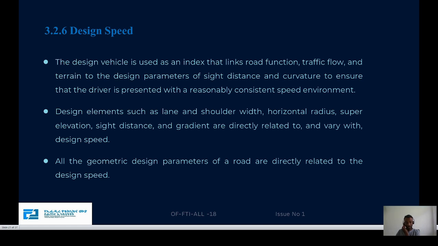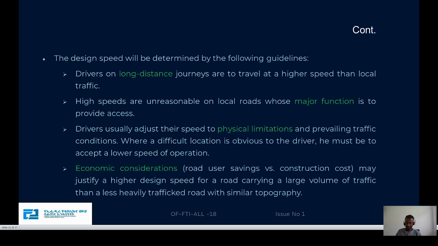The geometric design parameters of the road are directly related to the design speed. Mostly in the Ethiopian manual, the design speed influences the geometric design. Drivers on long distance roads, for example link roads or trunk roads, drive at higher speed than on local traffic roads, and the speed is also related to the major function.